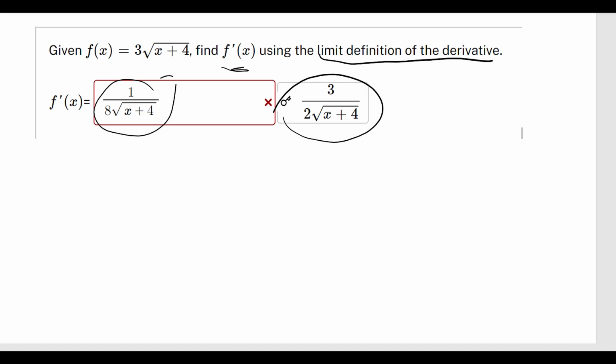But these coefficients could be tricky sometimes. And it's also easy to forget about this 3 here being the same 3 here. That's just a coefficient to the overall process. But let's go ahead and get started with this.